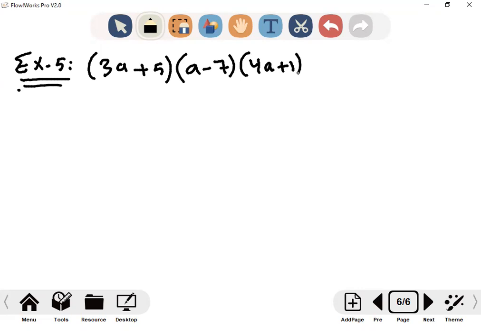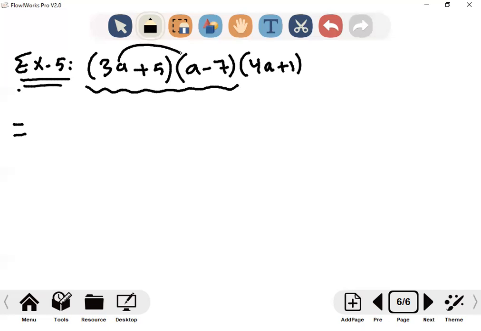Now, if you have 3 numbers and you want to multiply them, what will you do? You multiply the first 2 numbers, you take the answer and multiply with the third one, right? I'll do the same in algebra. So here I will multiply first the first 2 parentheses. Step by step, don't be in a rush. It's easy, but if you rush, you will make mistakes.